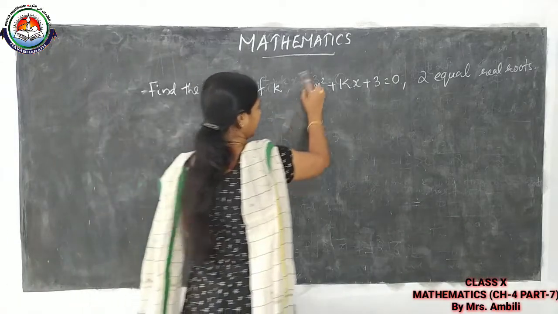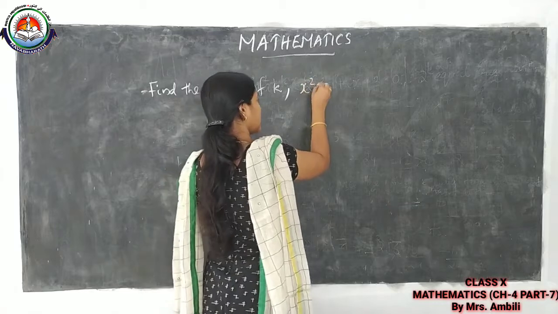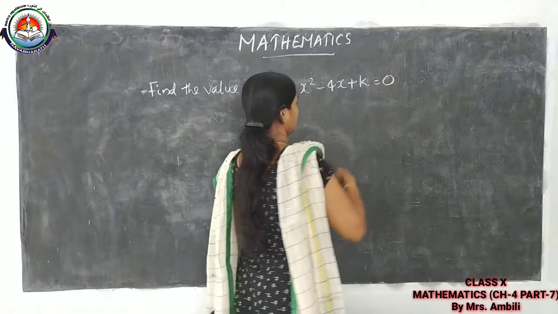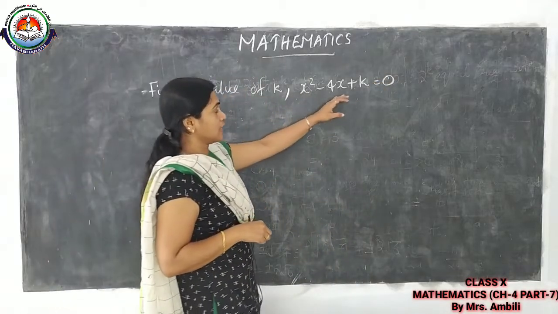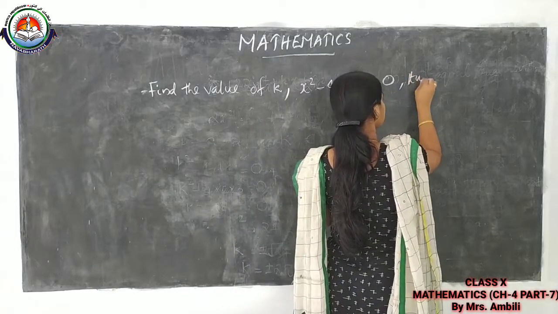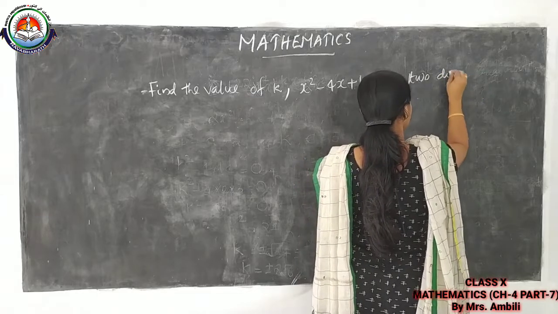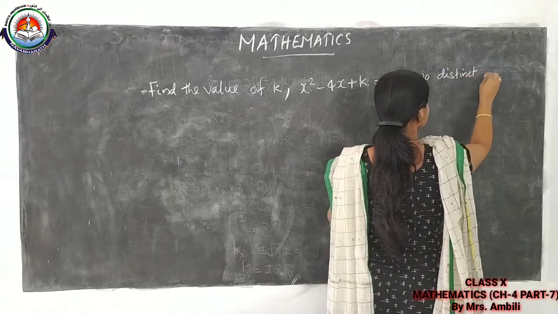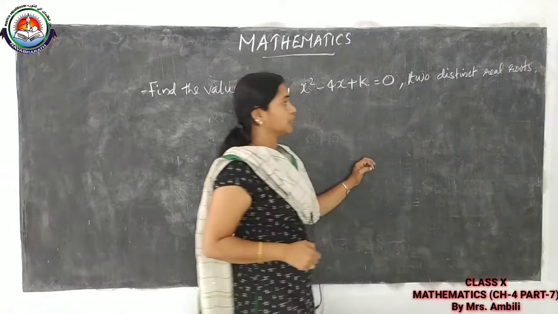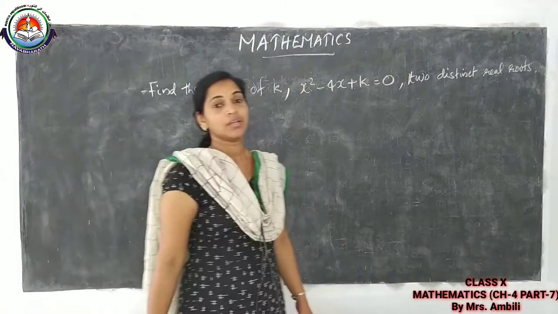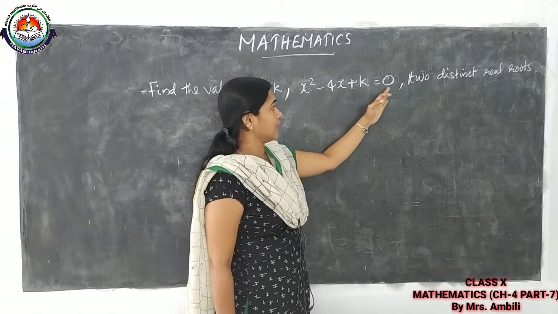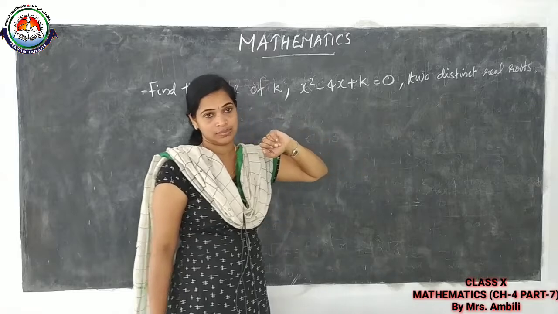Find the value of k. The equation x square minus 4x plus k equal to 0 has two distinct real roots. So what is the question? Find the value of k, where the given equation x square minus 4x plus k equals 0 has two distinct real roots.